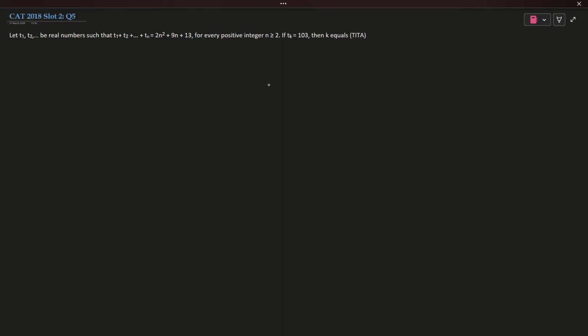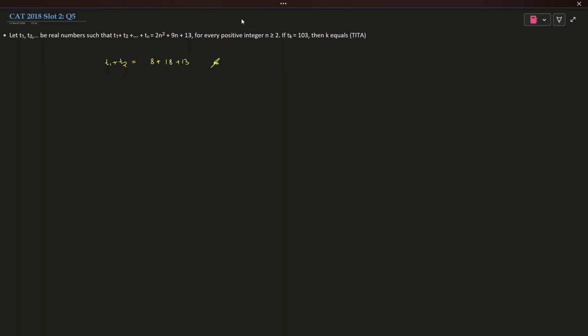Let T1, T2, be real numbers such that T1 plus up to Tn is equal to 2n square plus 9n plus 13 for every positive integer n greater than or equal to 2. So this is not valid for T1, n equal to 1. If Tk is equal to 103, then the value of k is equal to, what is T2? So I can say T1 plus T2, what will be this, guys? N equal to 2. So n equal to 2, 2 square is 4, 4 into 2 is 8, plus 9 into 2 is 18, plus 13.